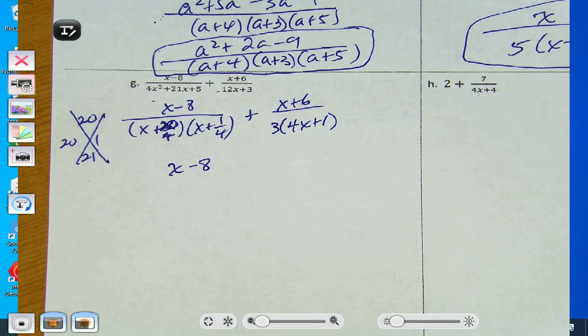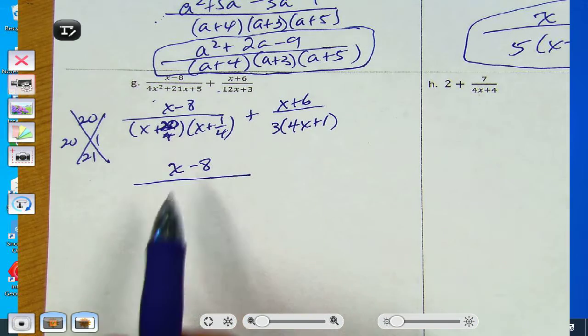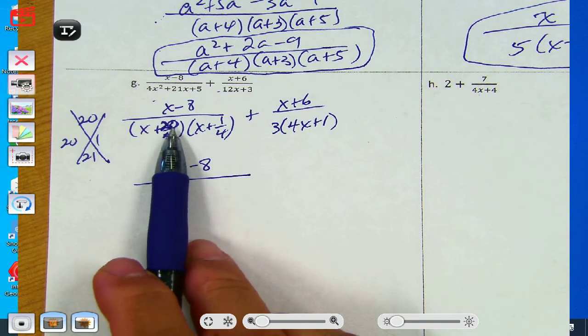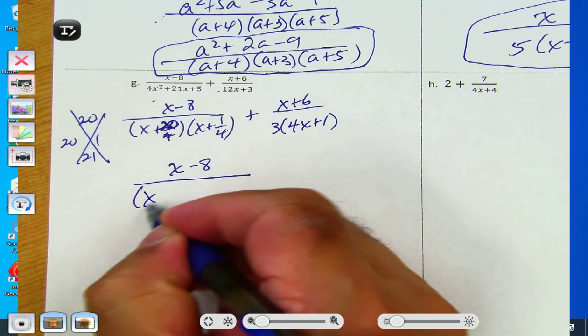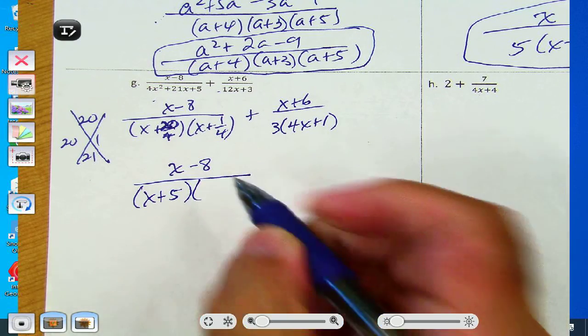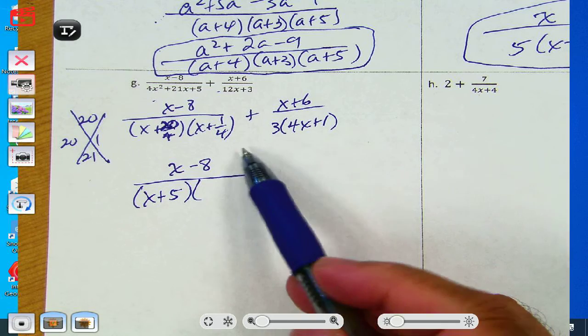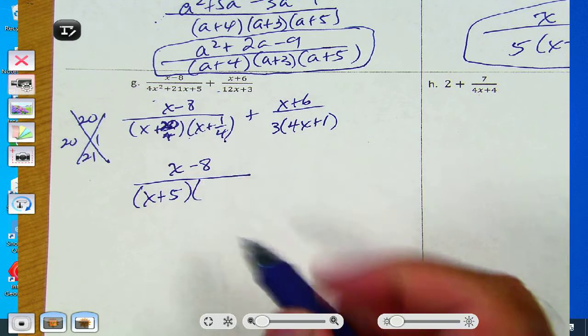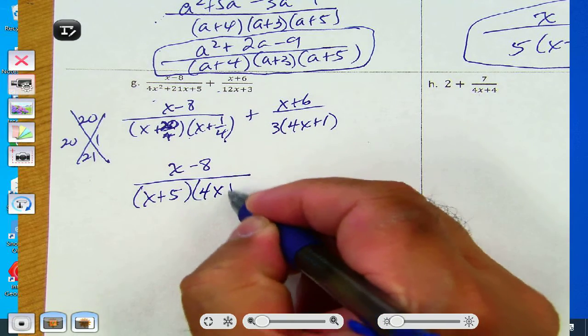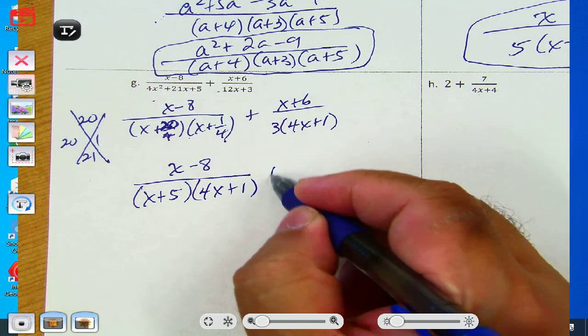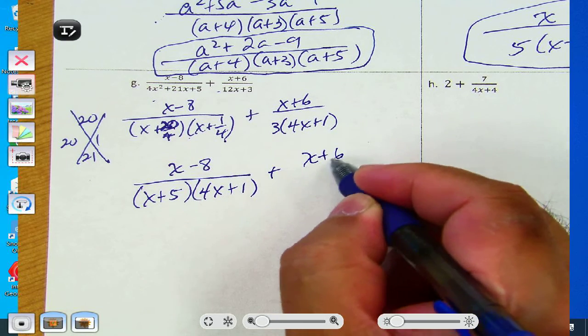Okay, continue. Alright, so if you can simplify, simplify. So 20 over 4 can be simplified. It's x plus 5. The 1 over 4 cannot be simplified, so you're going to bring that denominator 4, making it 4x plus 1. Not doing anything with the second one.